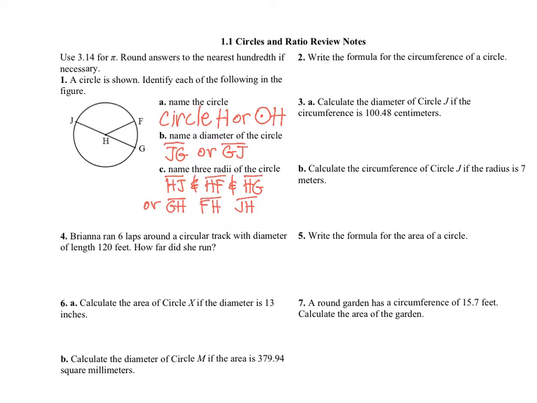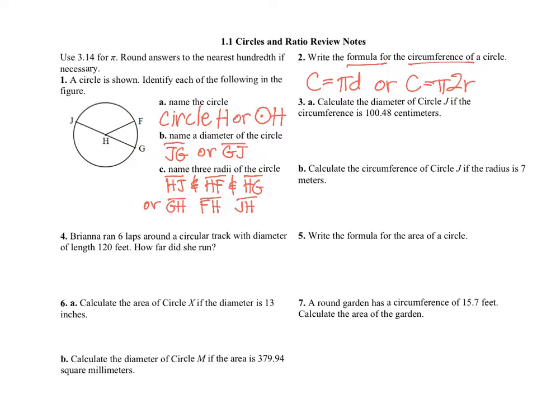Number 2 is to write the formula for the circumference of a circle. Now there are 2. Do you remember both? Circumference equals pi times diameter. Or, now remember that diameter is all the way across, just like we showed in letter B. And 2 radii will give us the same thing, so circumference equals pi times 2 times the radius.